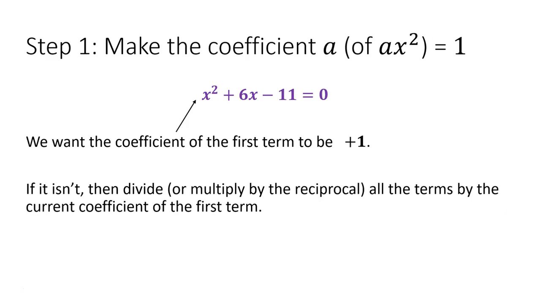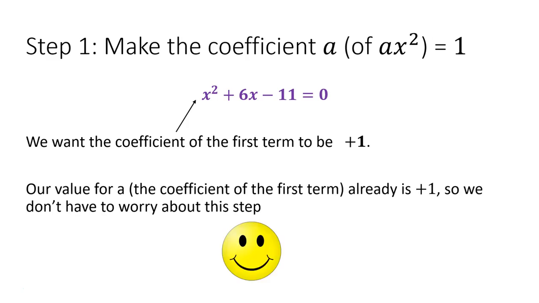The first step is to make sure the coefficient of the ax squared, or first term, is 1. So the a value is 1, and by that I mean positive 1. You don't want negative 1. And if it isn't, we're going to have to divide or multiply by the reciprocal all the terms of the equation to make that happen. It's got to be positive 1 for the coefficient of x squared. Hey, it is for us already, so we don't have to worry about it in this example.